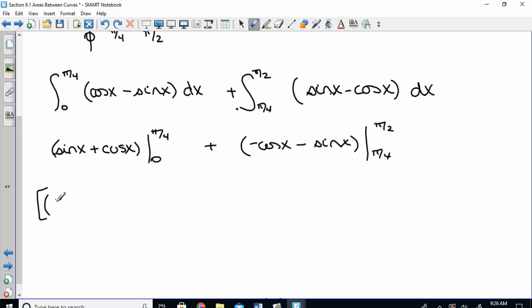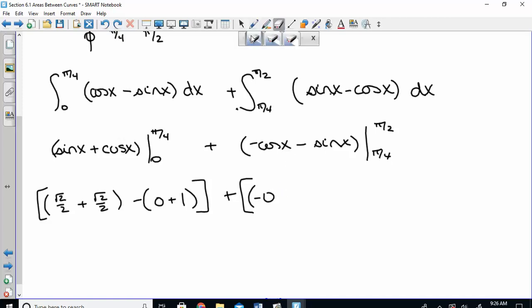Okay. Sine of pi over 4, that's like the sine of 45 degrees, so radical 2 over 2. Cosine of 45 is radical 2 over 2. Minus the sine of 0 is 0, cosine of 0 is 1. Negative cosine of pi over 2. So the cosine of 90 is 0. So the opposite of 0 is just 0. Sine of pi over 2 is 1.